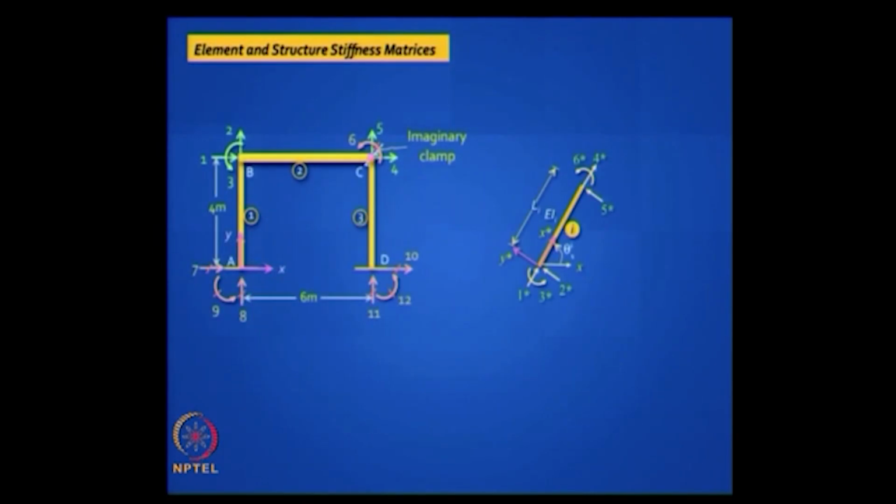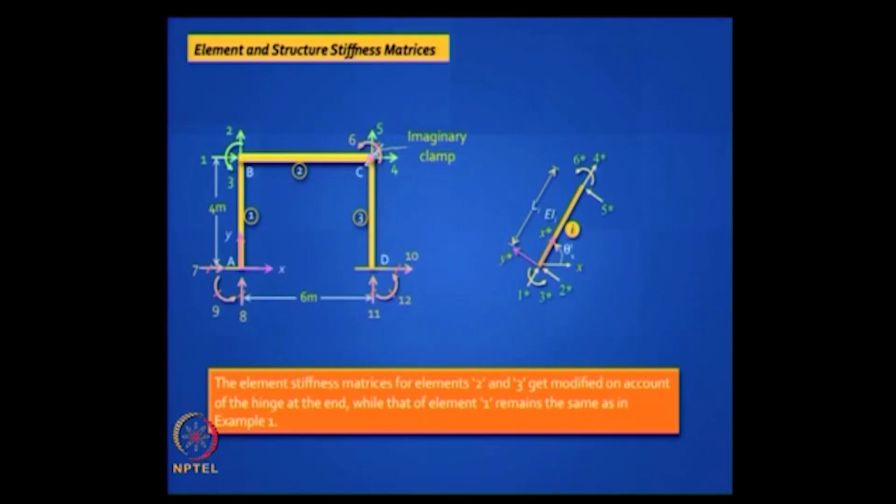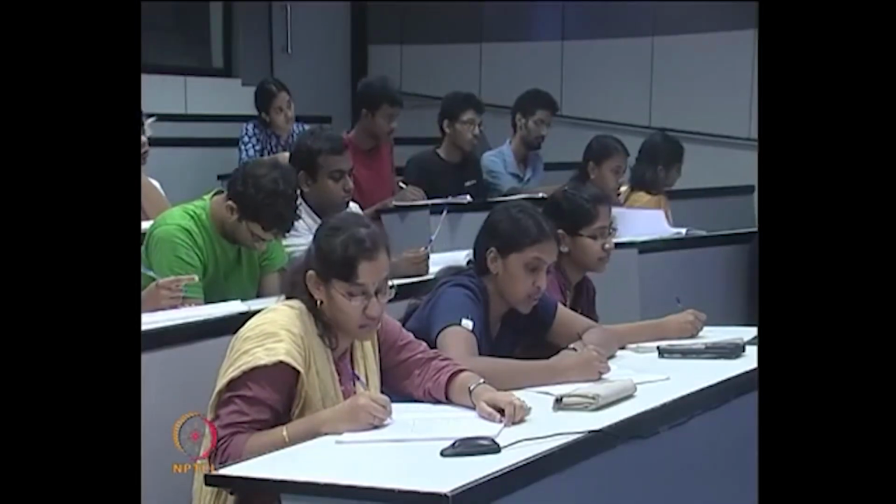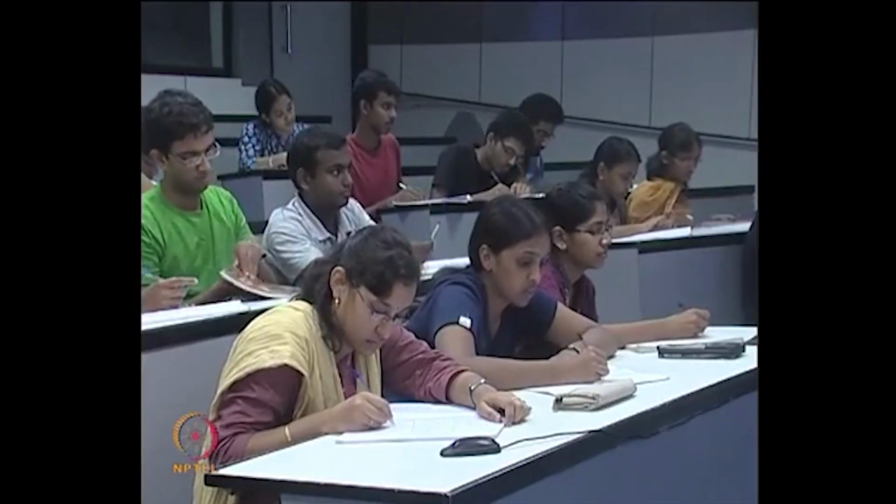Then we need to generate the element and structure stiffness matrices. What changes do we need to do now? For element 1, any change? No. So you are right, we need to bring changes only for elements 2 and 3. Can you write down the stiffness matrices for elements 2 and 3? For element 2, the end node has a hinge.